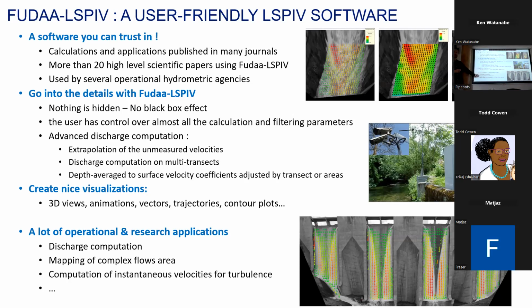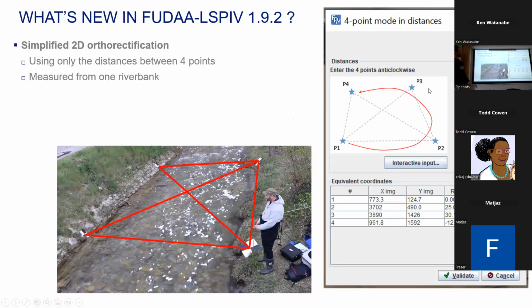It can be used for a lot of operational and research applications. We use it for discharge computation, but also, as I showed this morning, for mapping of complex flow, for example for validation of 2D or 3D hydraulic modeling. People also use it for the computation of instantaneous velocities for turbulence computation. I don't understand anything about turbulence, but you can use that.